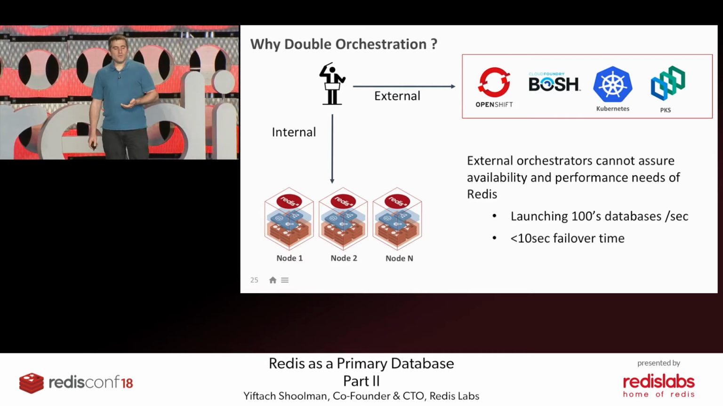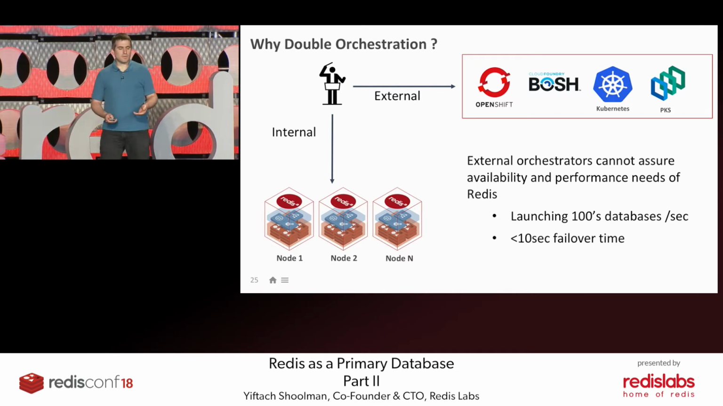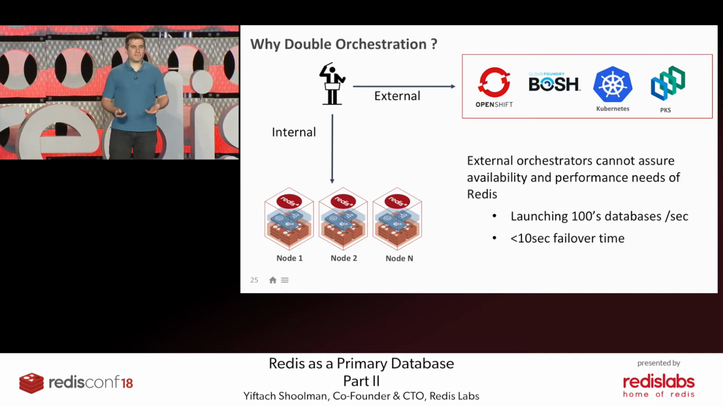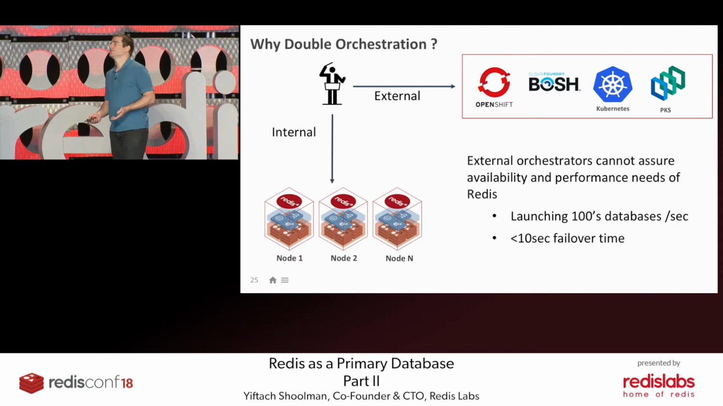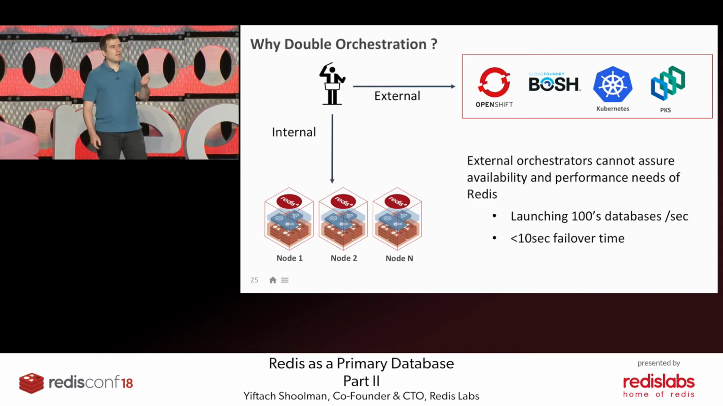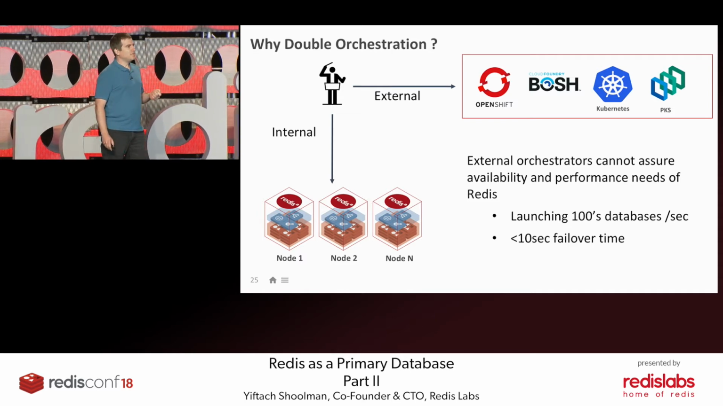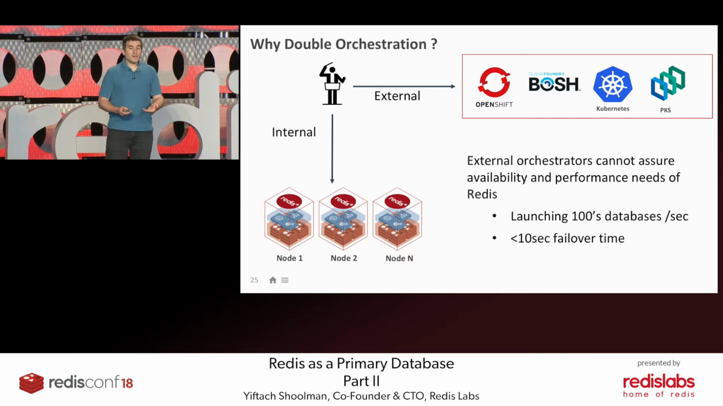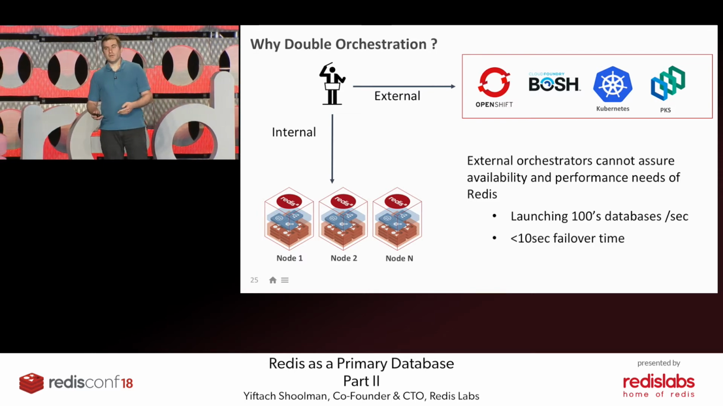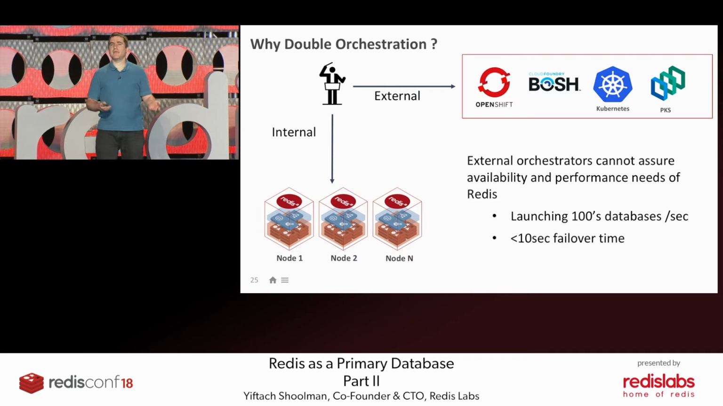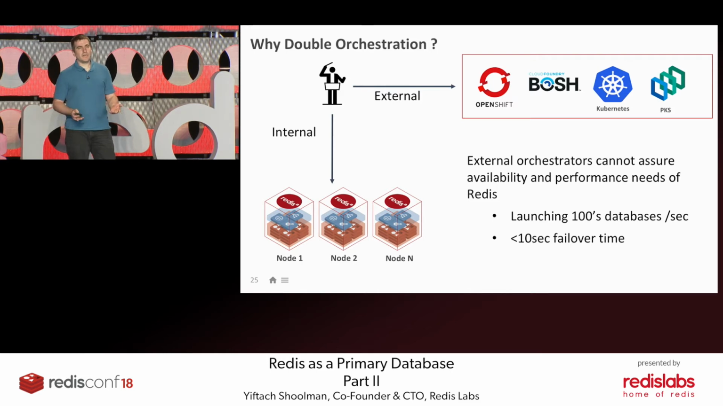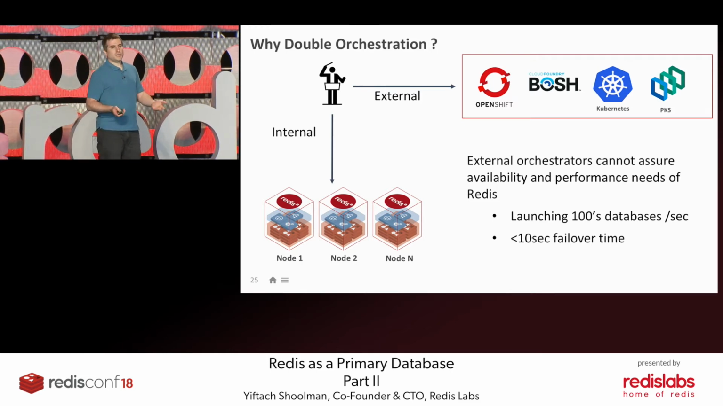And not to mention that when you want to have speed and performance, you want to be able to launch hundreds of databases a second. You want to have sub-10-second failover time. You want to be able to adjust configuration parameters multiple times a second in order to squeeze out every little bit of resource and still maintain your high performance. And in order to achieve this, we went with a dual orchestration approach, where we have the external orchestrator, again, OpenShift, Kubernetes, PKS, PCF, and the internal orchestrator, which is the Redis Enterprise Cluster Orchestration Layer, working side by side in order to achieve our goals.